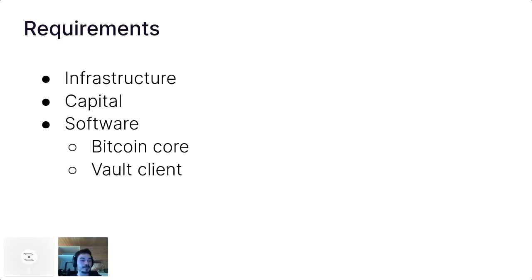Now, with that out of the way, let's talk about what's actually necessary to run a vault. You will need the infrastructure, and we'll talk about that in a moment. You will need capital, of course. You need to provide collateral to insure Bitcoin. If you don't have any collateral in your vault, it can't really do anything. And you will need to run the software. There are two pieces of software involved. You will need to run Bitcoin Core, and you will need to run the actual vault software.